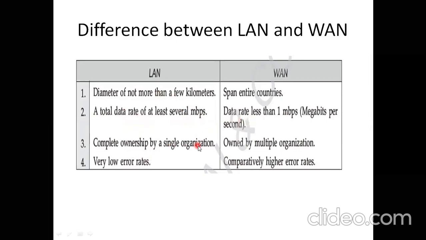Now for LAN, the ownership will be by a single organization, whereas for WAN, multiple organizations will be required because we are connecting a wide area. And for LAN, very low error rates, since the connection is between a few people or a small geographical area, so the error rates will be low. But in WAN, so many different LANs are connected together, so the error rates will be quite higher.